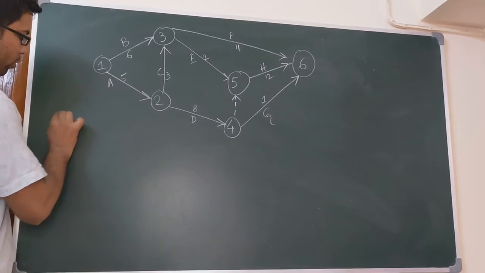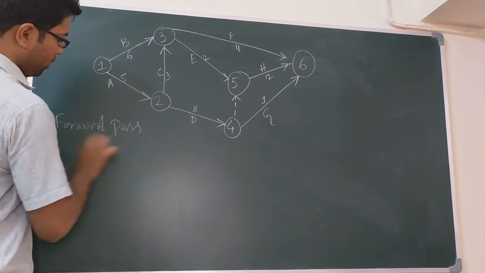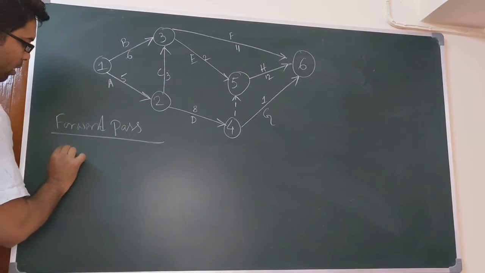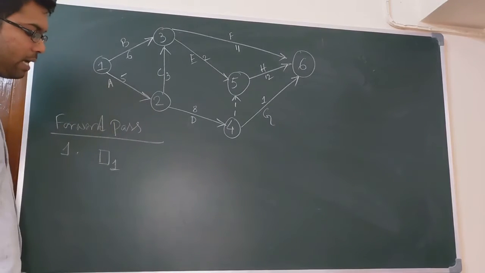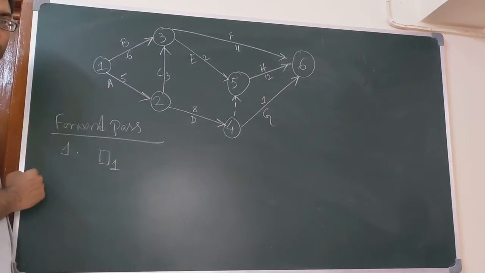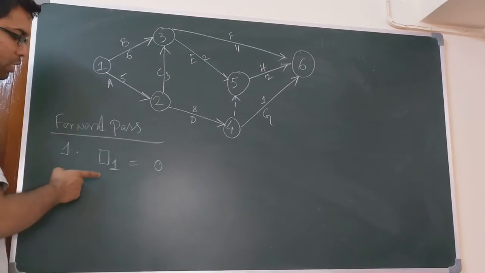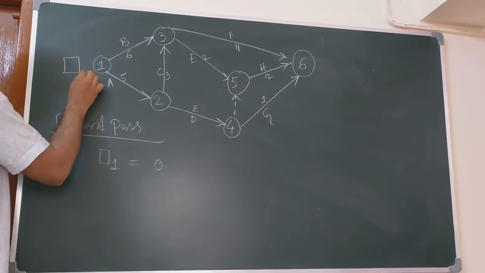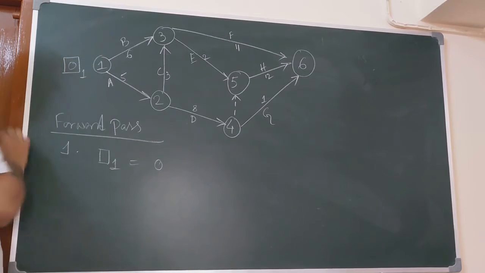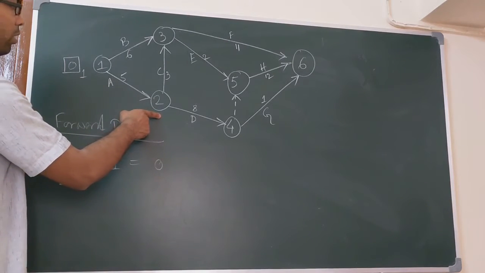We know that for a forward pass, the earliest occurrence of the first node is always set to 0. Okay, that is box 1 is 0. So, write box 1. Box 1 is 0. Okay. Then for the second one, which one is the second? Second one is this node, second node.